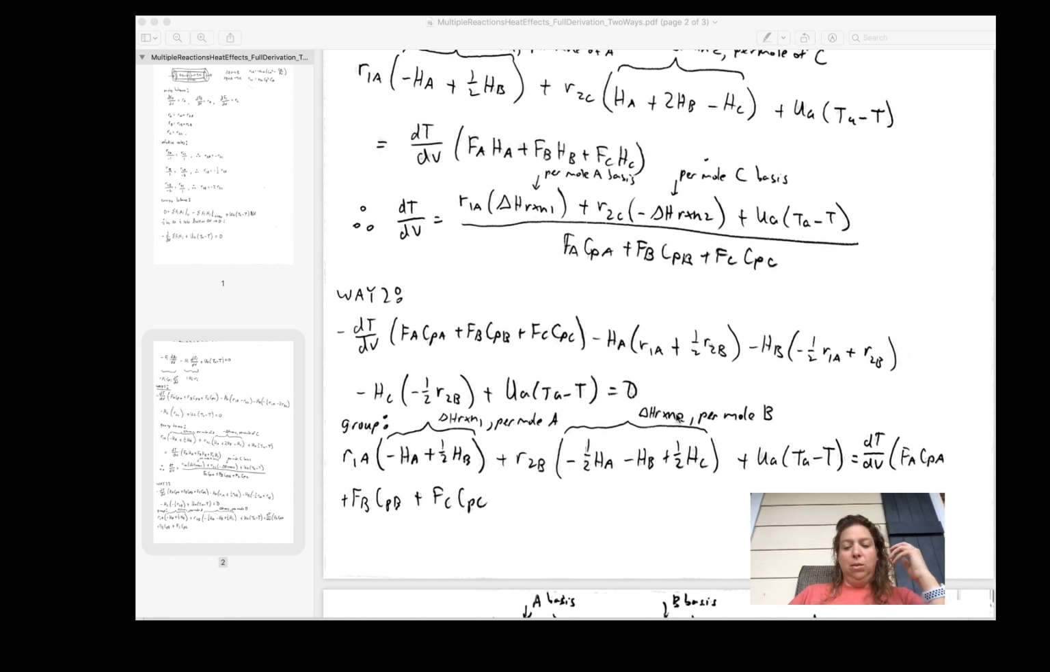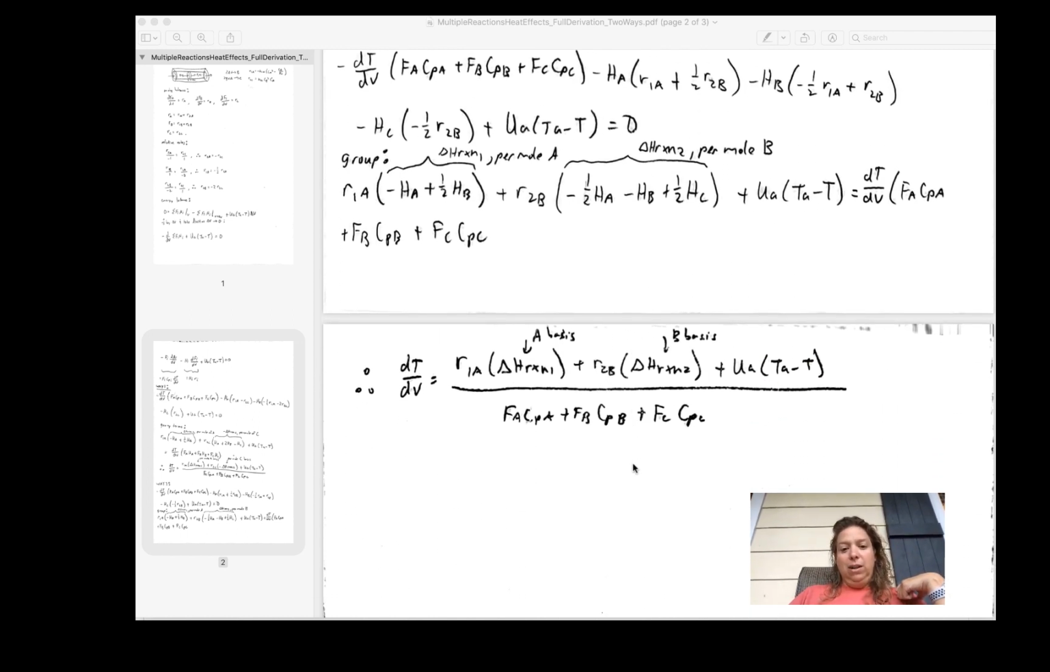Notice there's no negative sign out here because we have products minus reactants. And now the coefficient on HB is equal to 1. That means that's a per mole of B basis. So if I go down here and simplify that, I can write my expression. Now I would have R1A times delta H of reaction 1 plus R2B times delta H of reaction 2. Of course, this is going to be an A basis, and this is going to be a B basis.